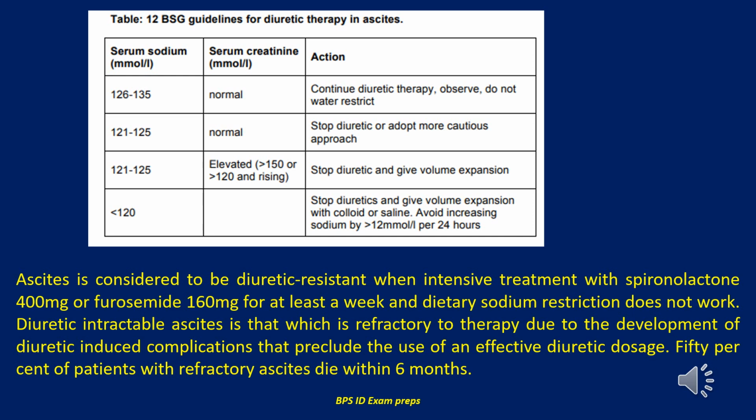Ascites is considered to be diuretic-resistant when intensive treatment with spironolactone 400 mg or furosemide 160 mg for at least a week and dietary sodium restriction does not work. Diuretic intractable ascites is that which is refractory to therapy due to the development of diuretic-induced complications that preclude the use of an effective diuretic dosage. 50% of patients with refractory ascites die within 6 months.